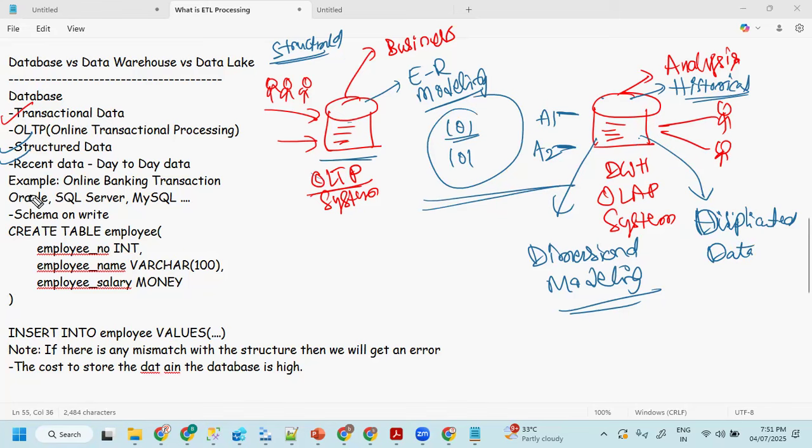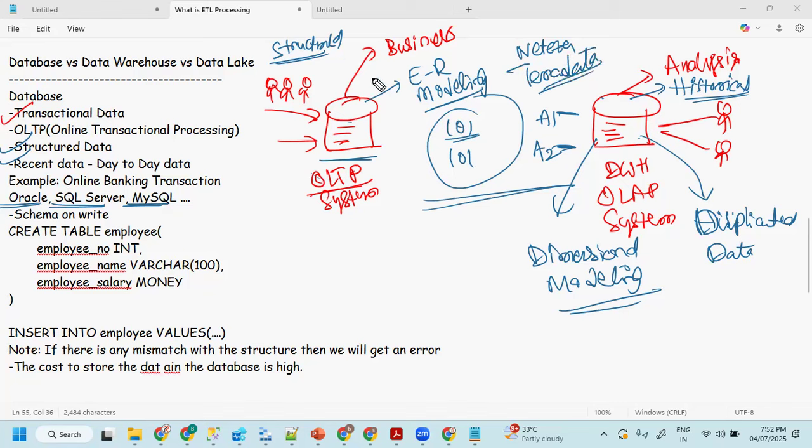Examples for your OLTP systems are Oracle, SQL Server, MySQL. There are many databases out there. And for a data warehouse also, we can use SQL Server. And we have Netezza in the market. Teradata is there. It was very famous at that point of time, a decade ago.